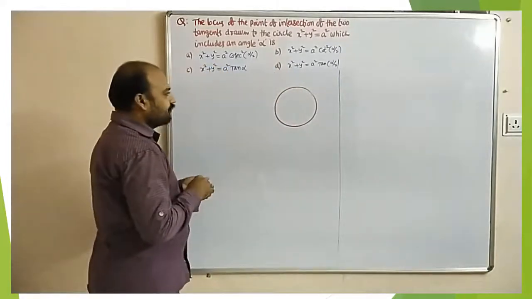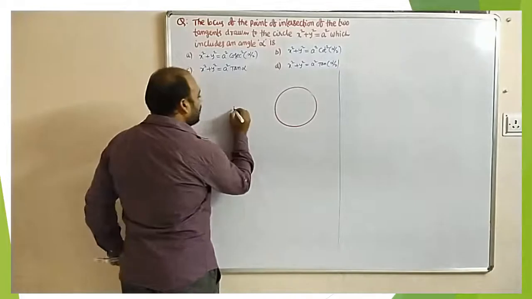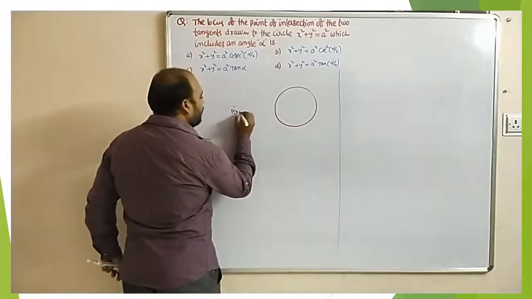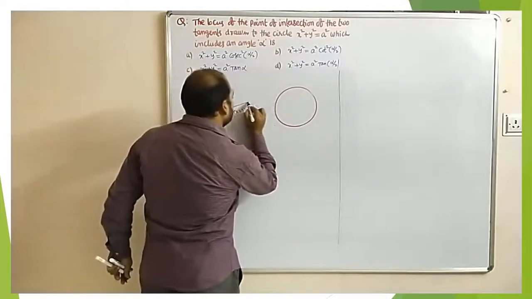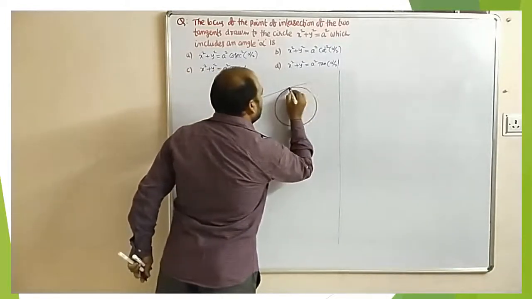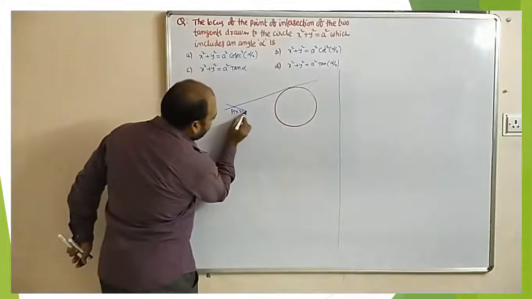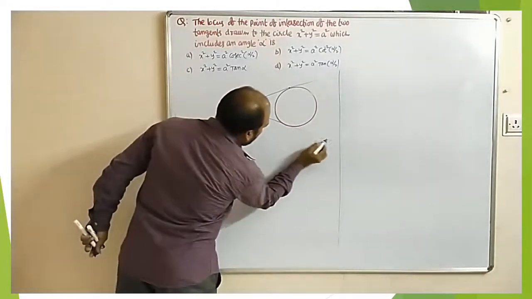Consider the circle S equal to 0, that means x square plus y square equal to a square. Consider a point P (x1, y1), which is point of intersection of tangents. Here these are the point of intersection of tangents.